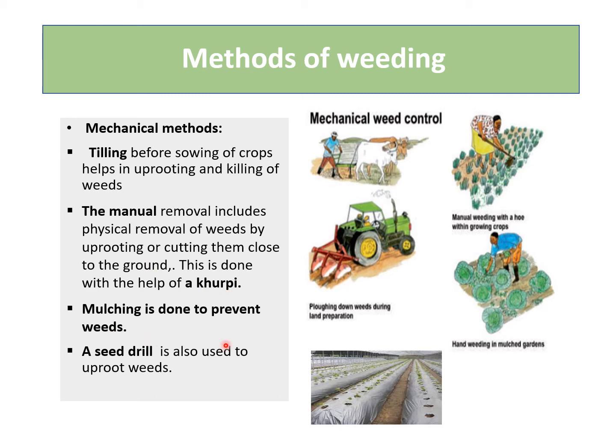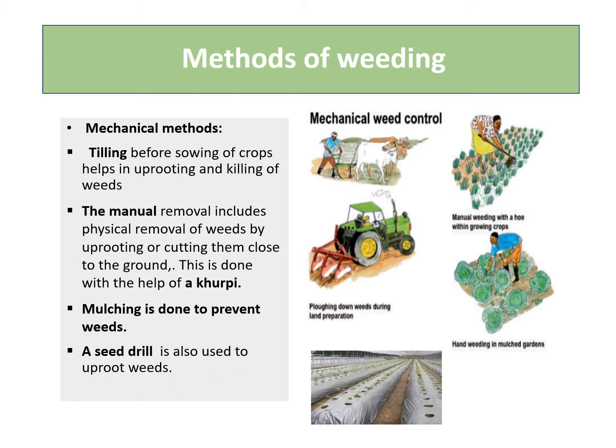And the third method is mulching. In this, a material is generally covered over the soil so that the weeds do not get any sunlight or air. So in order to protect plants from the weeds, mulching is done. A protective layer is spread on the surface of the soil. And another method is the seed drill, which is also used to uproot the weeds.